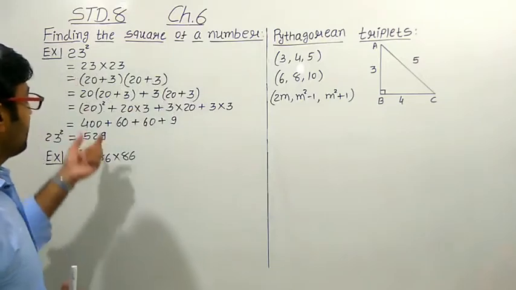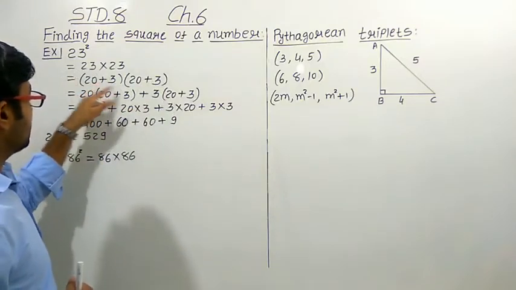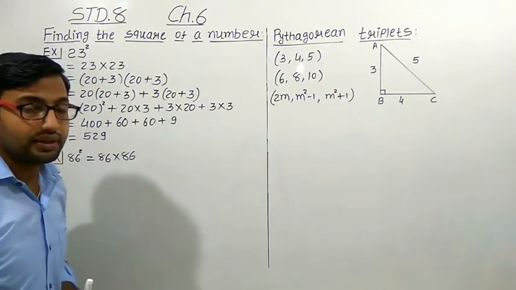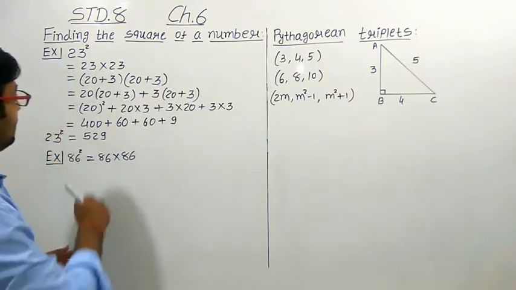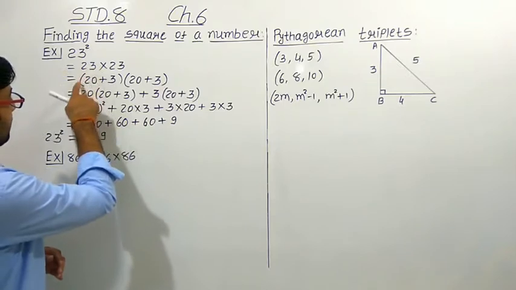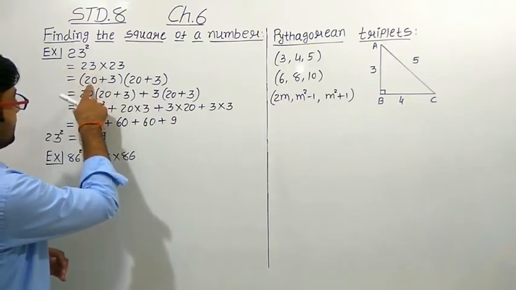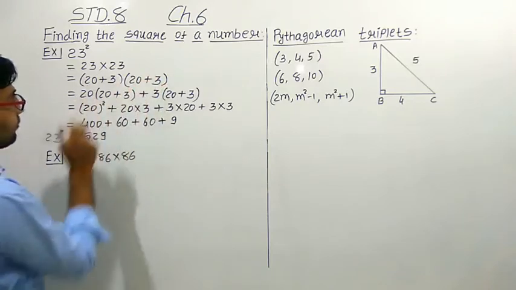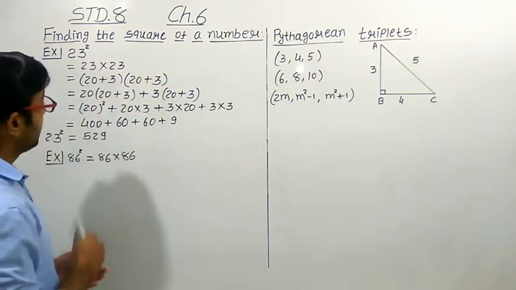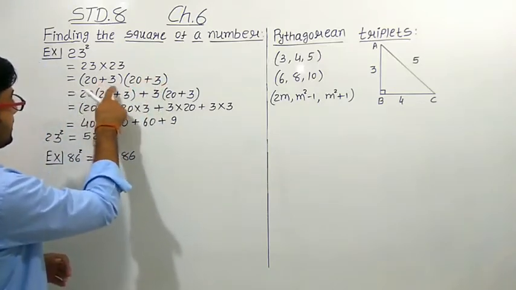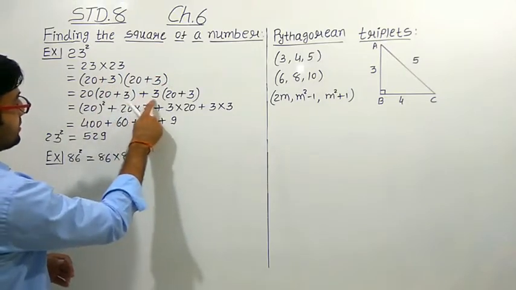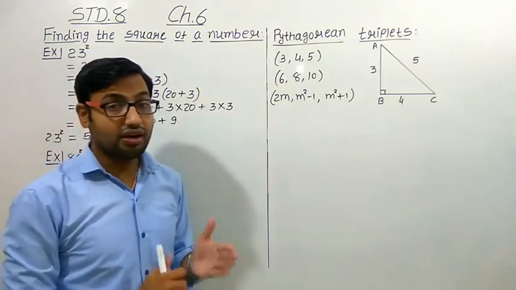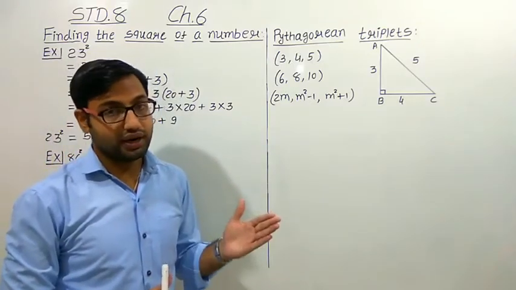See, in the first bracket there are two terms 20 and 3, and in another bracket also there are two terms 20 and 3. So first of all, consider one number from this bracket and multiply it with the whole bracket, that is 20 multiplied by the whole bracket 20 plus 3. Now consider the other term, that is plus 3. So take plus 3 and multiply it with the whole bracket. This is how we can multiply the two brackets.